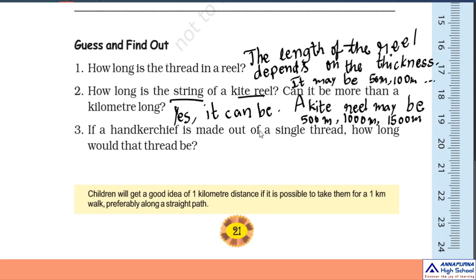Okay, ma. If a handkerchief is made out of a single thread, ma, how long would that thread be? They weave the threads in rows and columns, ma, and any cloth they make is like this. So if the handkerchief is in a square or rectangle shape, this is a handkerchief, it is woven by only a single thread, ma. So how long would that thread be? How long would it be, ma? Maybe more than 5,000 meters.